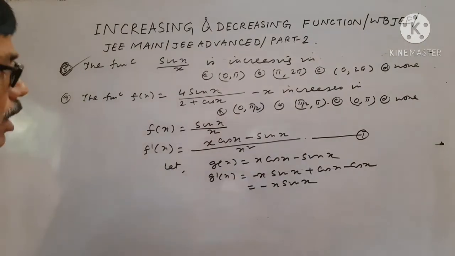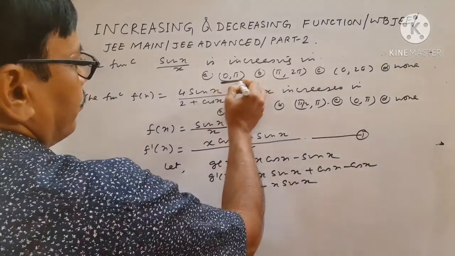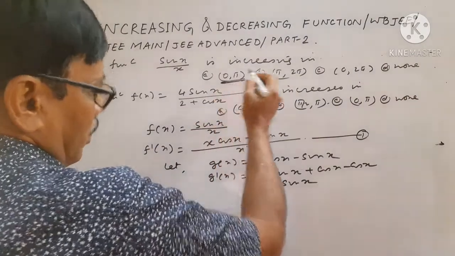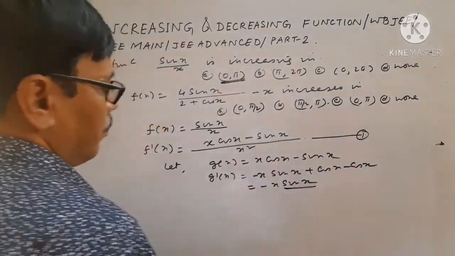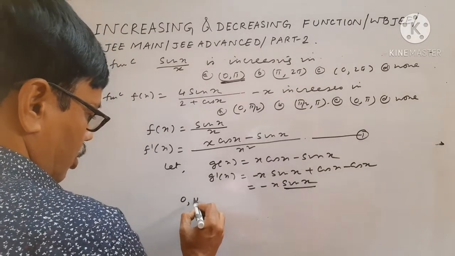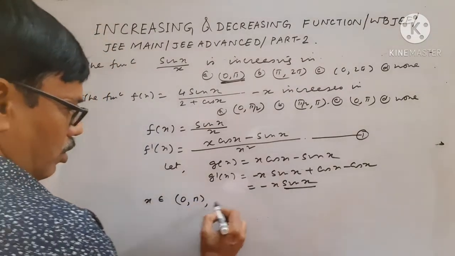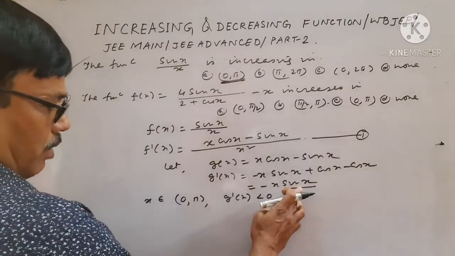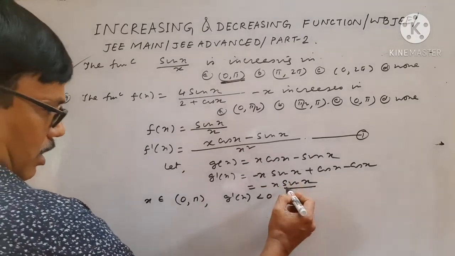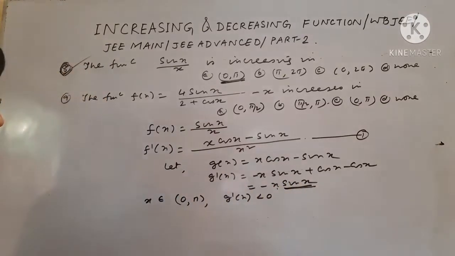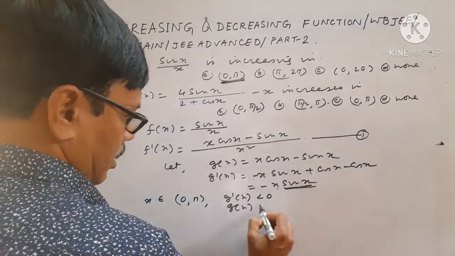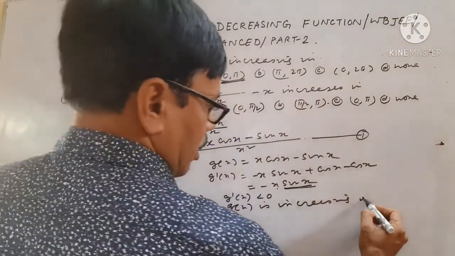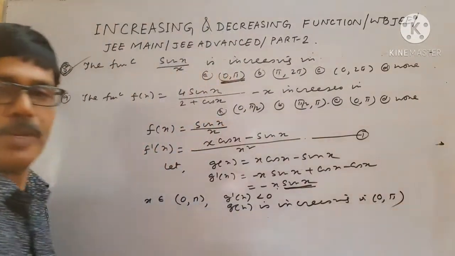Now in the interval 0 to pi, sin x is positive, x is positive, so x belongs to 0 to pi. So g dash x is less than 0, because sin x is positive and x is positive, with a negative sign. So g(x) is decreasing in 0 to pi. So look at the nature.